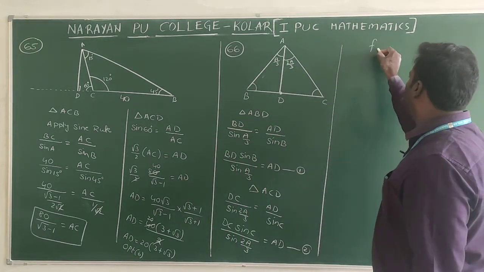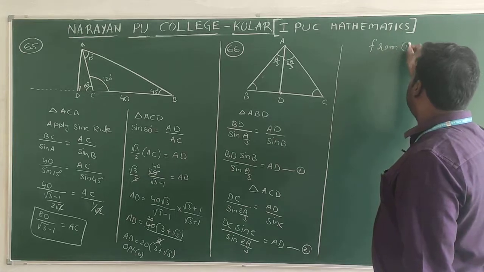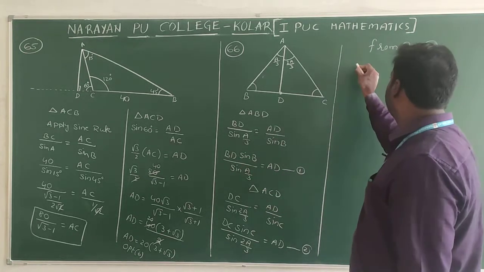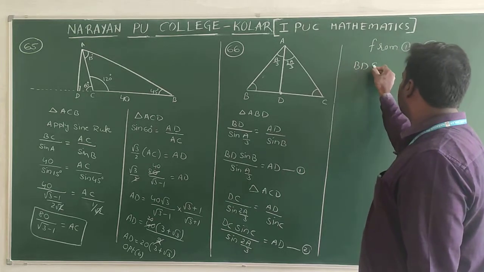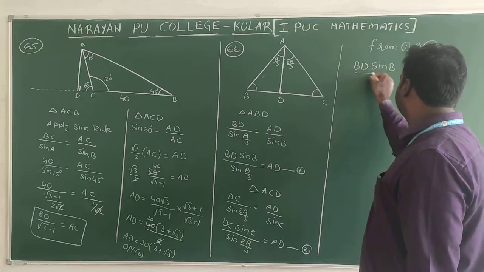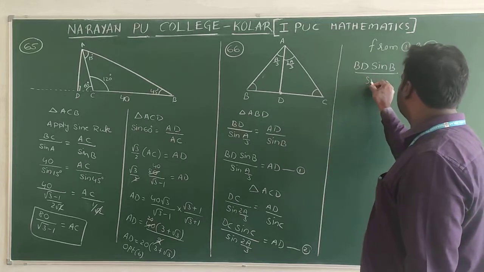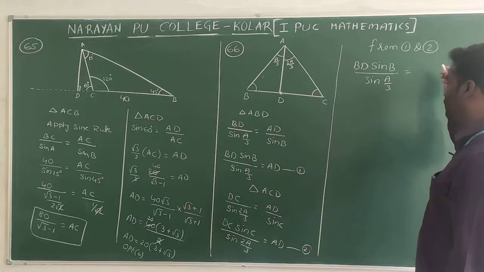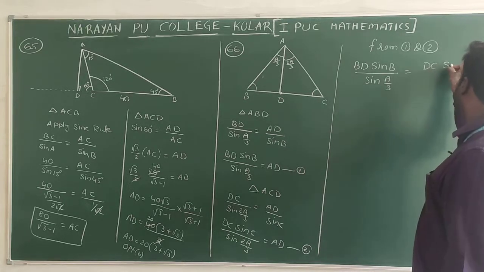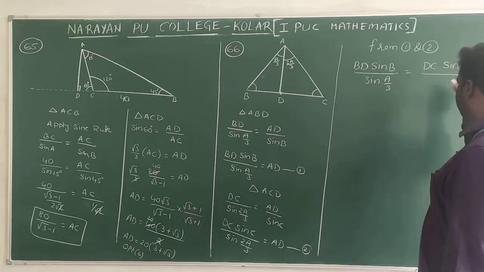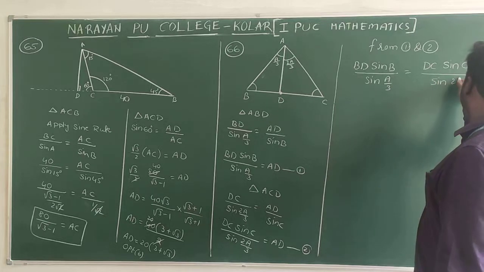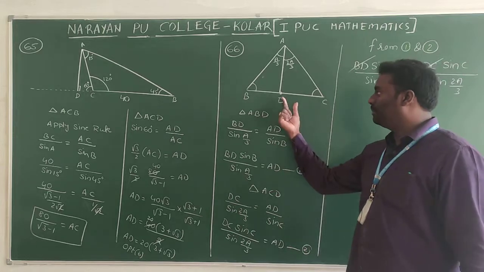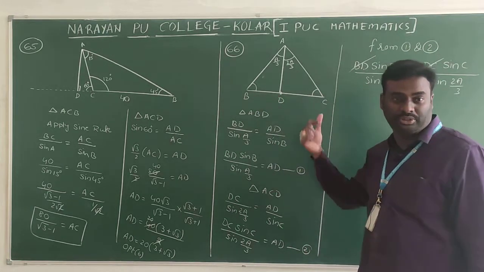That's why from 1 and 2 both LHS should be equal. What is LHS here? BD sin B by sin A by 3 is equal to DC sin C by sin 2A by 3. DC and BD both get cancelled because this is the midpoint, meaning this length and this length are both the same.